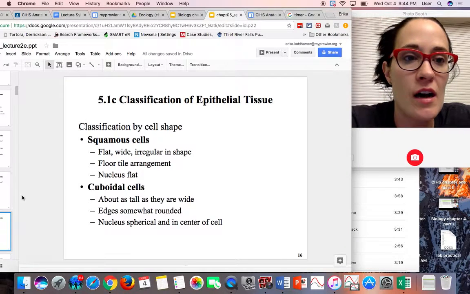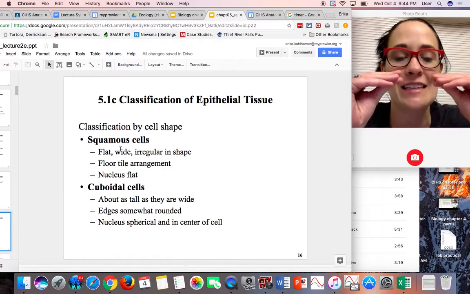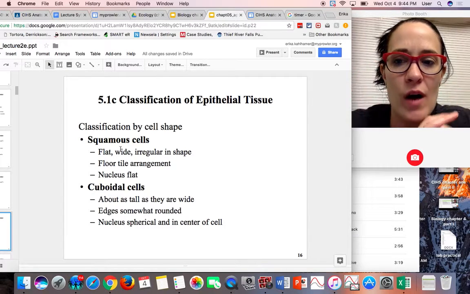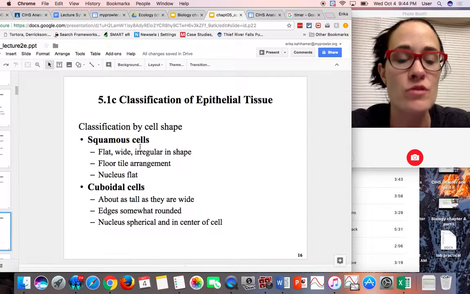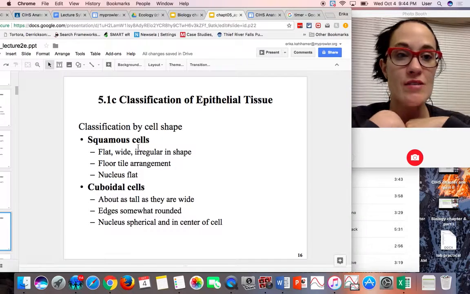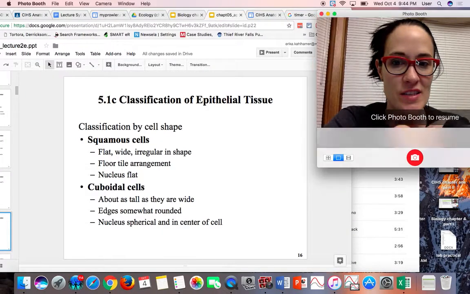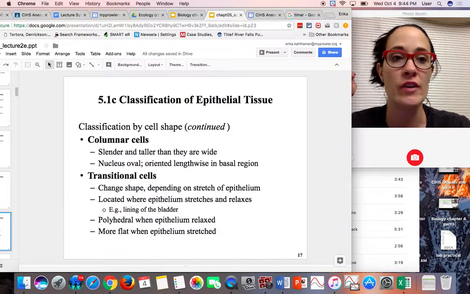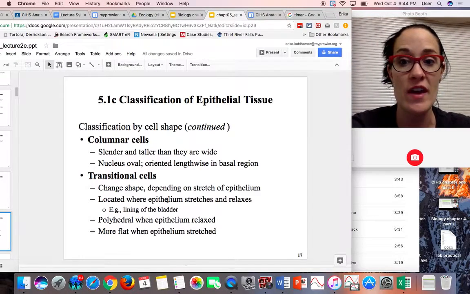And then epithelial tissue is named by its cell shape. Squamous cells are flat cells, irregular in shape. They have a nucleus that's flat as well. It looks like floor tiles. So simple squamous tissue would be one layer of flat cells. Cuboidal cells are cube-like. They're about as tall as they are wide, and they're a little rounded at the edges. And the nucleus is right in the center, nice and spherical. Columnar cells are column-like. They are longer than they are wide.